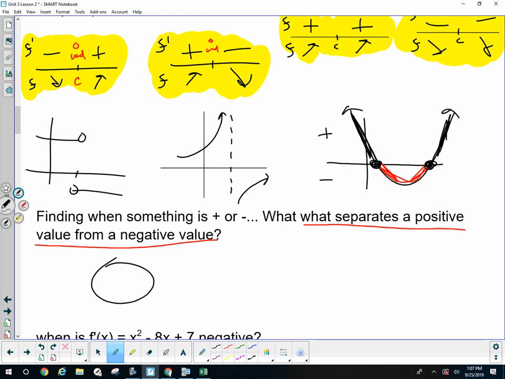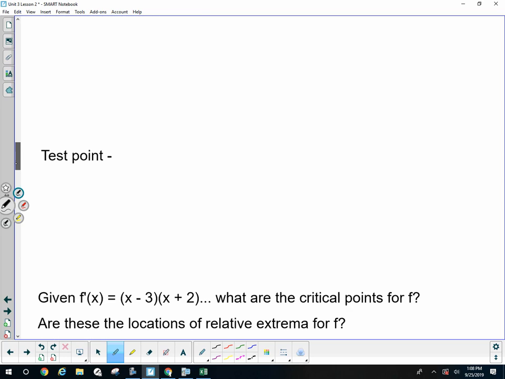So what separates positives from negatives? Either zeros or undefined values. Guess what? Critical points. We've already talked about how we've wanted to find when f prime was 0 or undefined. A big reason for that is because it is where signs can change, where we can jump from positive to negative values. Okay? So keeping that in mind, this is the connection between critical points. We are going to try to produce this given a function.